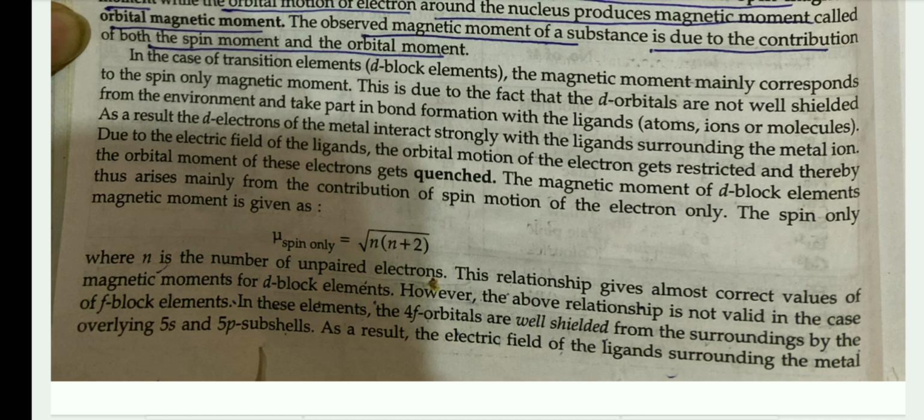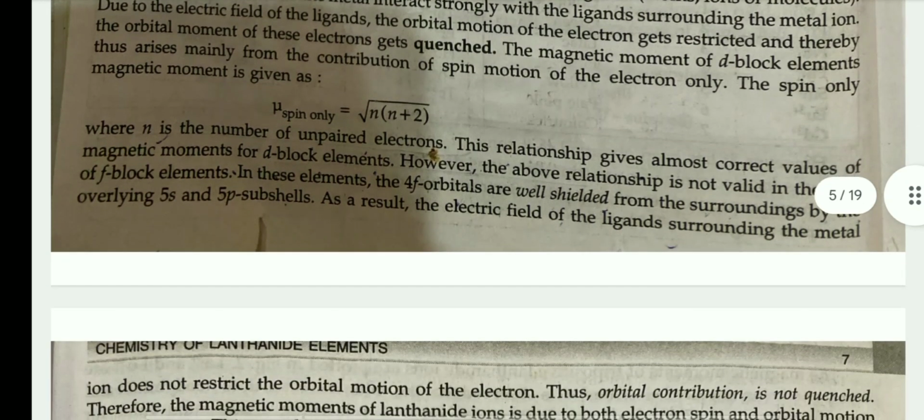As a result, the d orbital electrons of the metal interact strongly with the ligands surrounding the metal ion. Due to the electric field of the ligands, the orbital motion of the electron gets restricted, and thereby the orbital moment of these electrons gets quenched. The magnetic moment of d block elements thus arises mainly from the contribution of spin motion of the electron only. The spin-only magnetic moment is given as mu spin-only equals the square root of n(n+2), where n is the number of unpaired electrons. This relationship gives almost correct values of magnetic moment for d block elements.